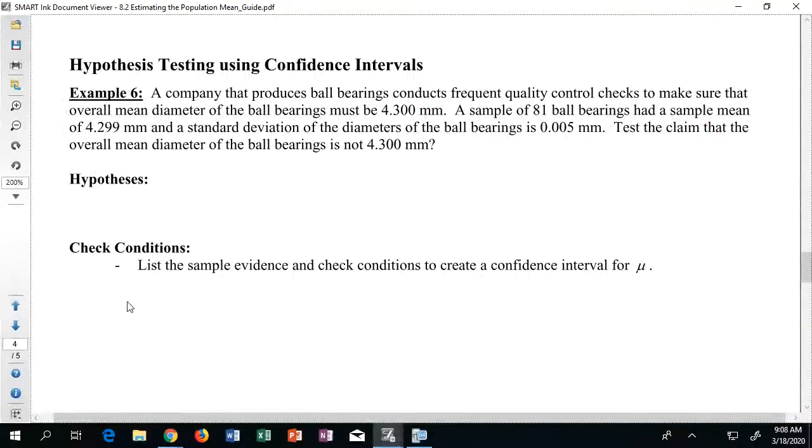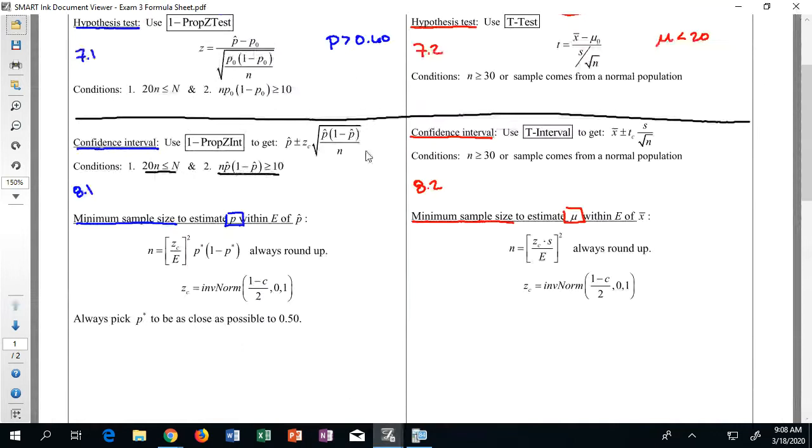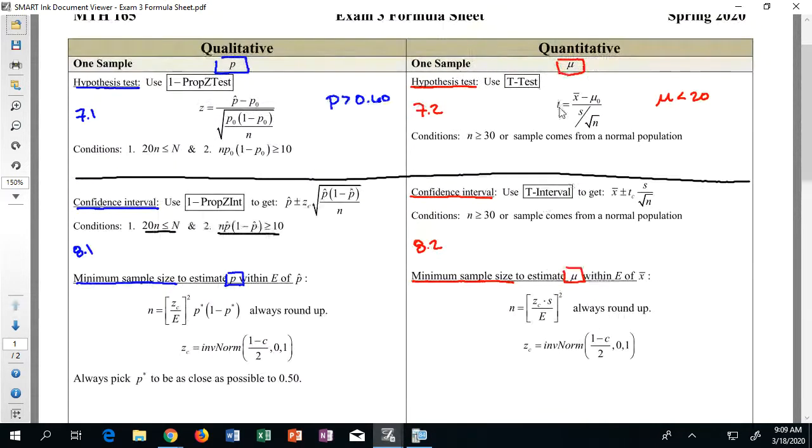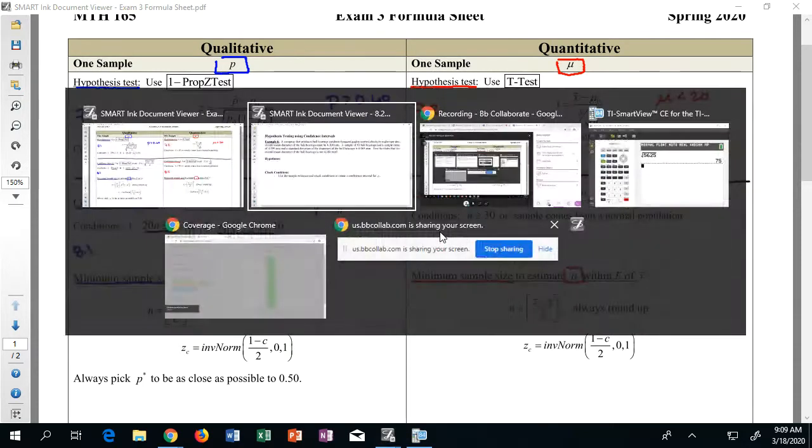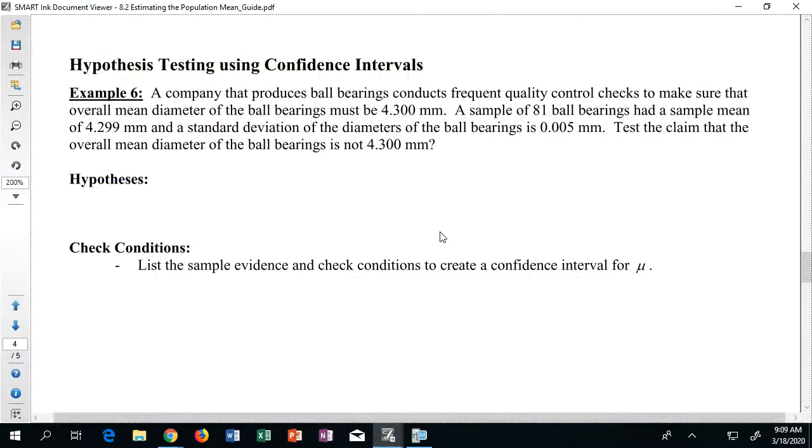All right. In this video, we're going to take a look at hypothesis testing using confidence intervals, specifically, again, for when we're dealing with averages. So we're going to be dealing, again, with kind of a combination of this hypothesis test box and this 8.2 confidence interval box. Let's see how this is going to work. It's very similar to what we did in the last section.